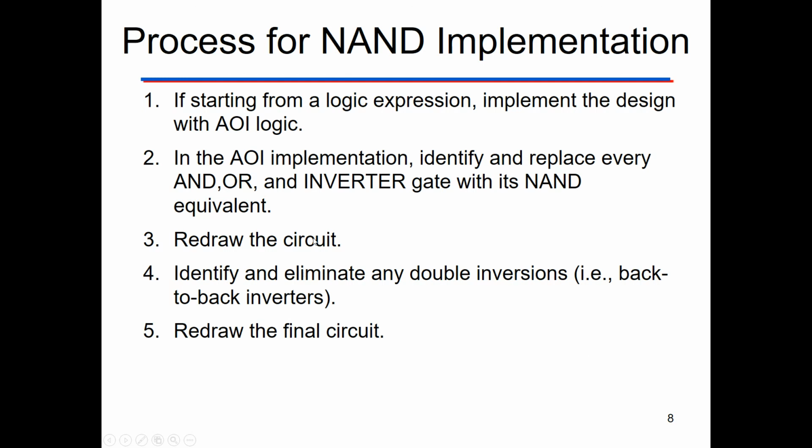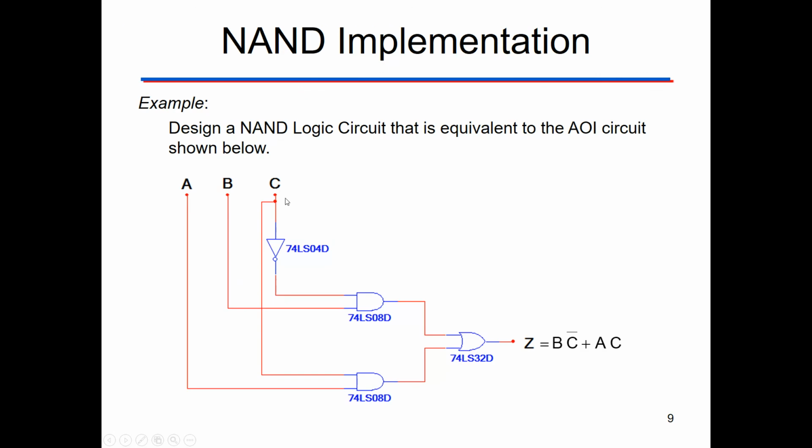So if we are going to implement a circuit entirely with NAND, we first would want to implement it in AOI, at least know what we're going to have. And then what you do is you replace every AND or inverter with its NAND equivalent, and then redraw the circuit. And what you can do is identify and eliminate any double inverters where you have back-to-back inverters. So that does allow for some simplification in some circuits, and some circuits are better suited to NAND, some circuits are better suited to NOR. And then you redraw your circuit.